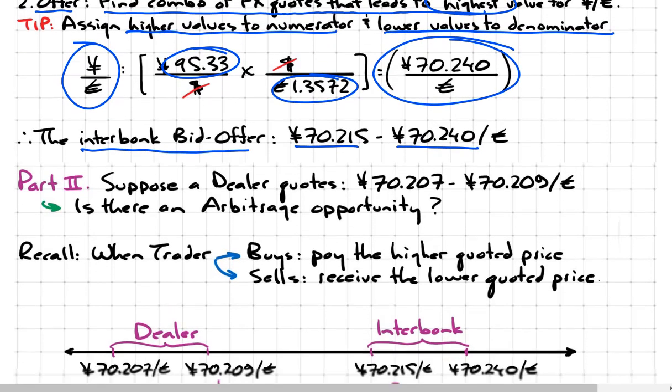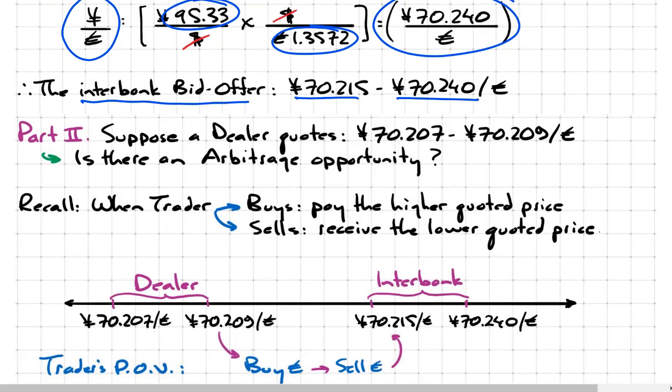Now in part two, what we're asked to do is we're told that a dealer quotes a rate of 72.07 versus 72.09 for the euro. And the question is, is there an arbitrage opportunity here? Well, let's just dive in here. So the interbank market is deemed to be efficient. So this is efficient. So it's the correct quote.